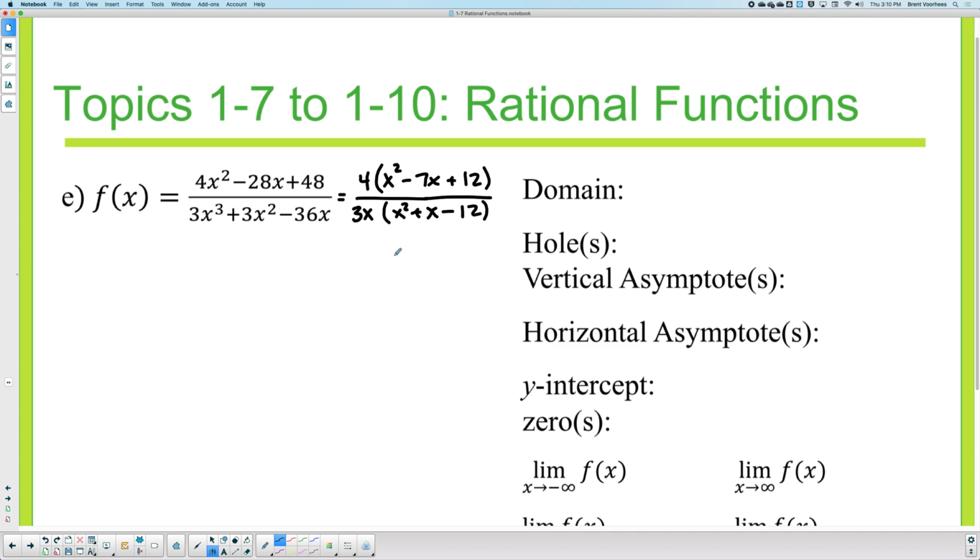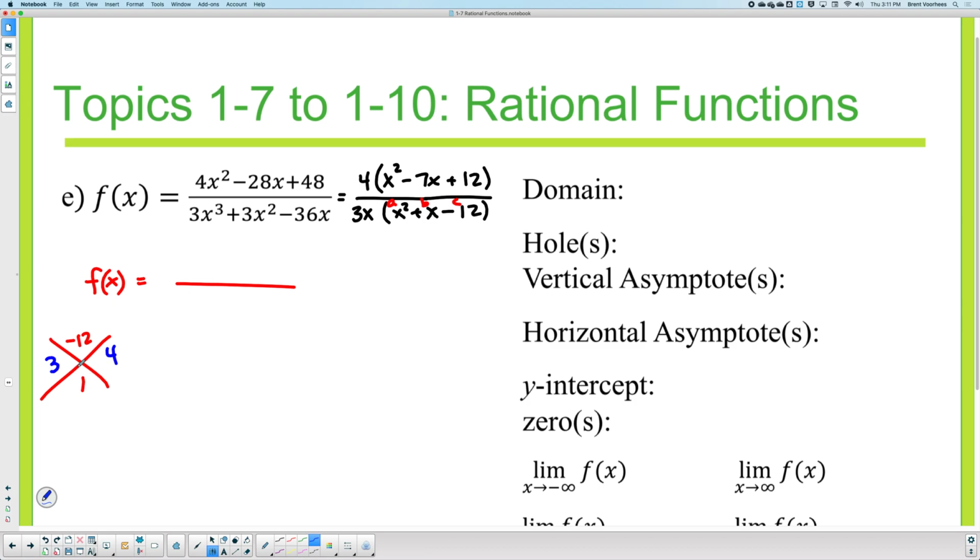To find my domain, I need to set the denominator equal to 0. I'm going to have to carry this on over here when I refactor this. So I'm going to give myself space, and I'm going to do the x method for the denominator here. A, B, C. So I'm going to have factors of 1 times negative 12, that's negative 12, that add up to be 1. So the factors of 12 are 1 and 12, 2 and 6, 3 and 4. To get a 1, I've got to use a 3 and a 4.